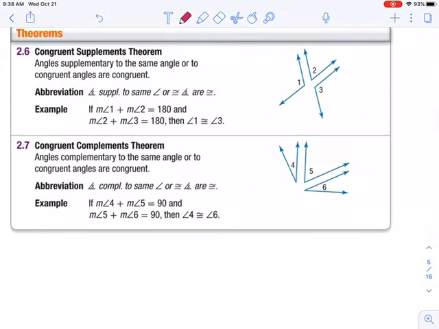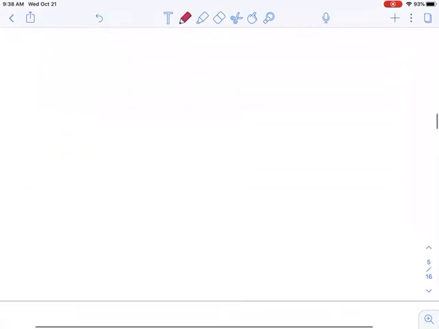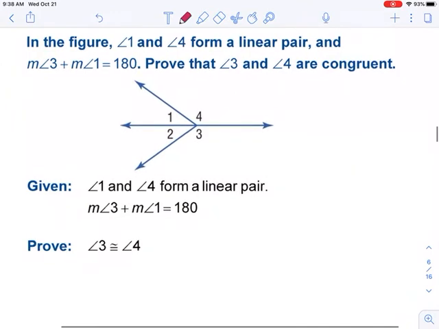Okay, congruent supplements theorem. Angles supplementary to the same angle or to congruent angles are congruent. That's the one I was digging for. If you catch the end of the last section of notes, this is the theorem that I wanted to have. I didn't have it yet, so I couldn't use it. If two angles are supplementary to the same angle or congruent angles, they are congruent. Congruent complements: angles complementary to the same angle or congruent angles are congruent. Okay, so those are pretty important theorems.